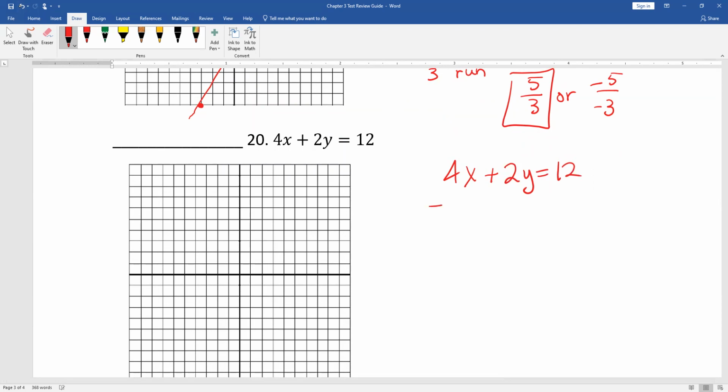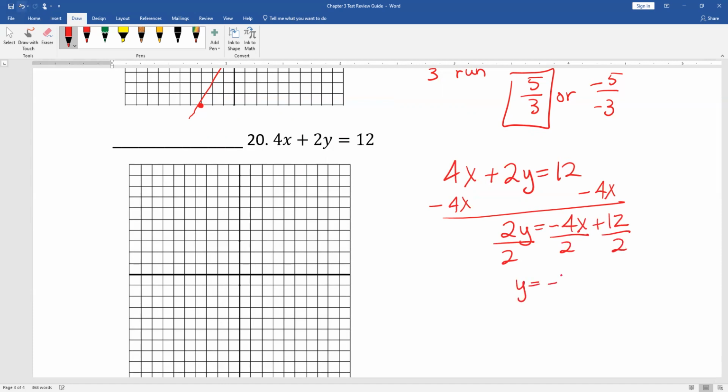Okay, so the objective here is to subtract 4x from both sides, right? So that gives us 2y equals 12 minus 4x. But we can't have that, so we have 2y equals -4x plus 12. There we go. We have to divide everything by 2. And that gives us y equals -2x plus 6. So y equals -2x plus 6.